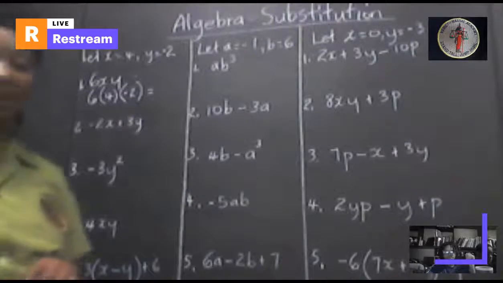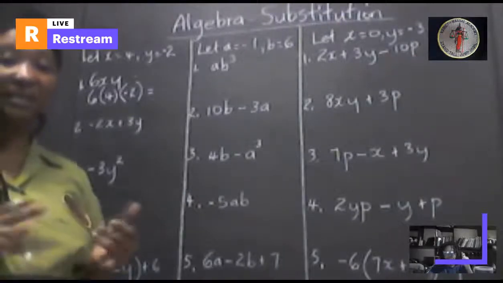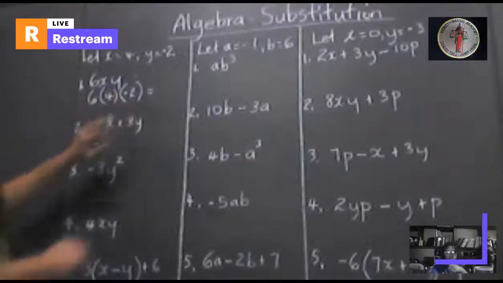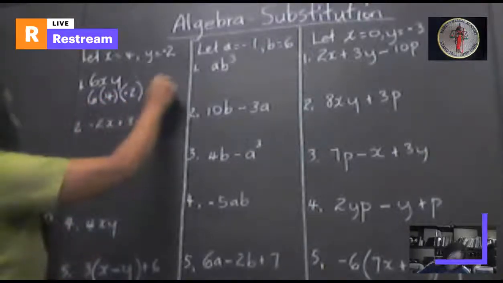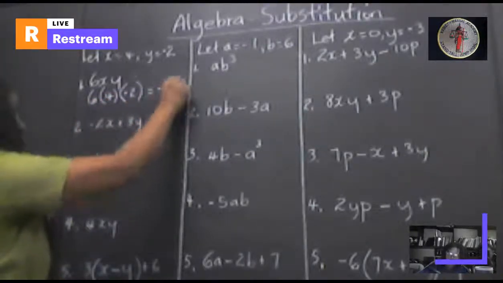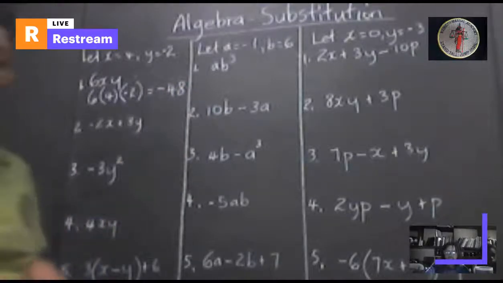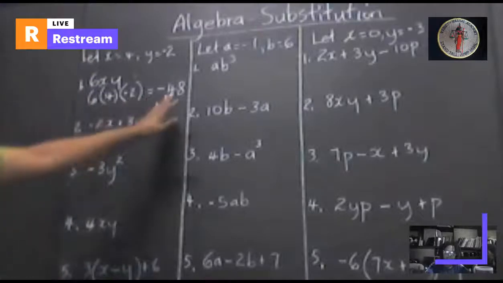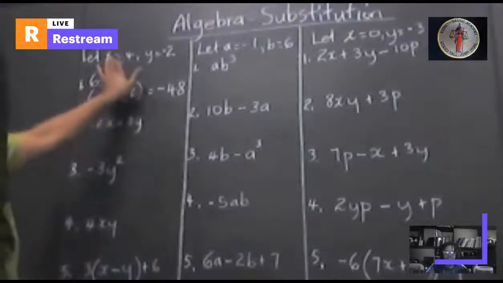That's how we would write it using our brackets. 6 times 4 gives 24, times -2 gives -48. This is the value of the expression given these variables.